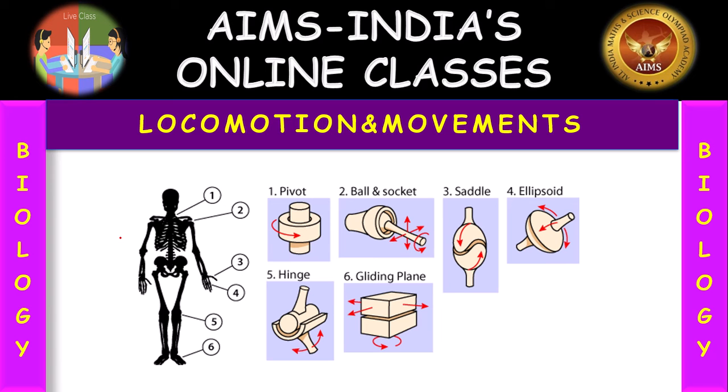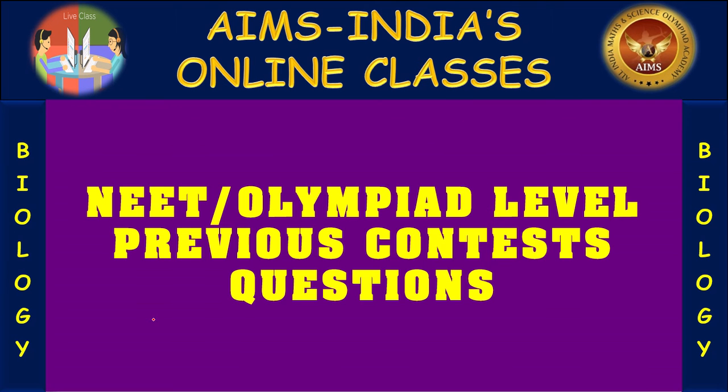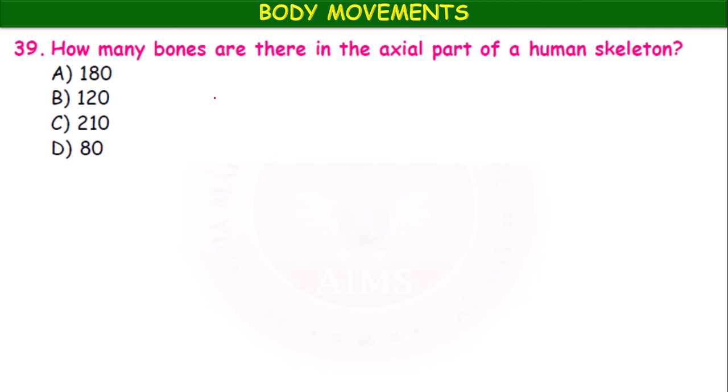Okay children, let us proceed to the worksheet, the NEET and Olympiad level previous contest questions. Question number 39. How many bones are there in the axial part of the human skeleton? Total 206 bones. Out of the 206 bones, how many bones are present in the axial skeleton? The axial skeleton includes skull, ribs and vertebral column.